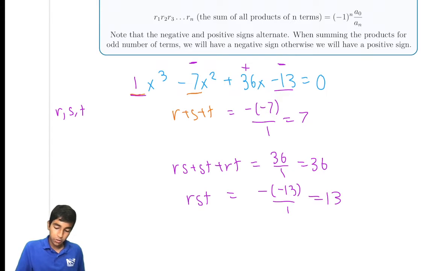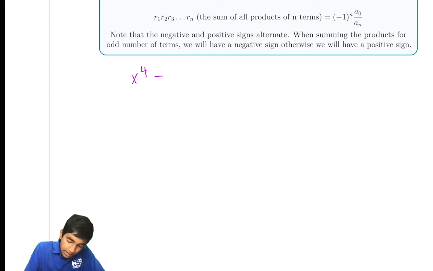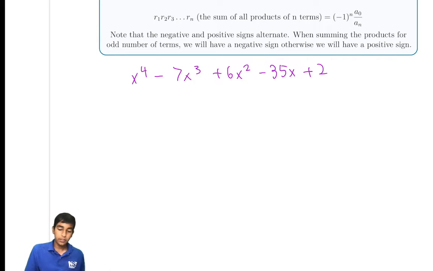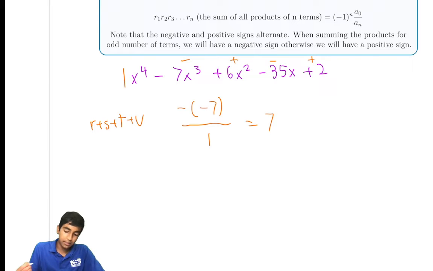Let me take another example just so you understand. This time we have x to the fourth minus 7x cubed plus 6x squared minus 35x plus 2. Let's find the sum of the roots. What we do is we label negative, positive, negative, positive. Negative of negative 7 divided by the coefficient of 1 here, which is 7. So the sum of all 4 roots, let's say r plus s plus t plus u this time, is 7.